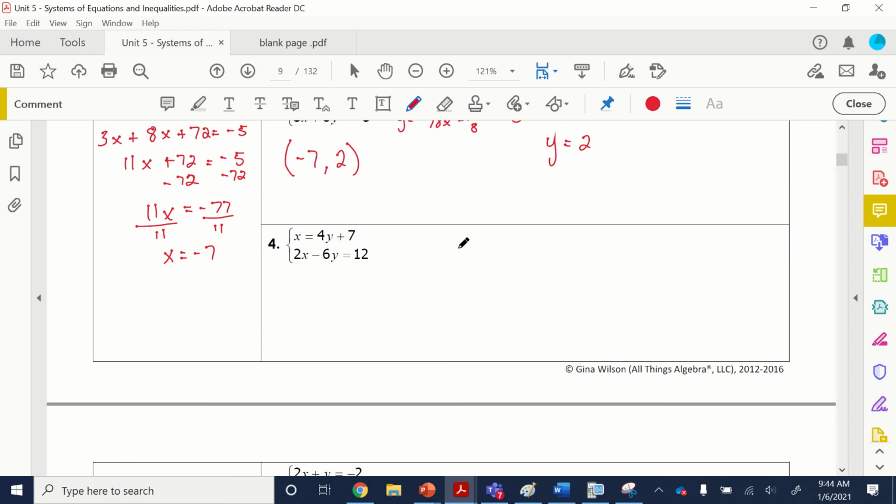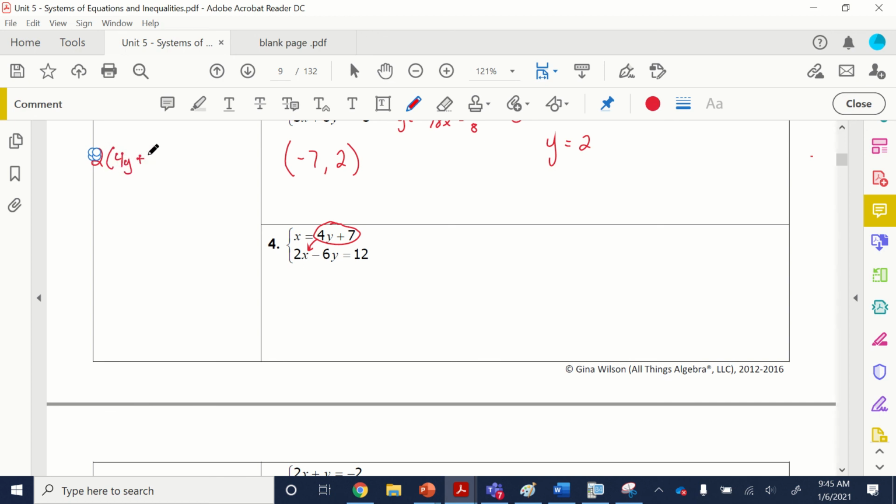All right, this one says x equals 4y plus 7. So instead of plugging this into the y, I'm going to plug it into the x. So let's erase this stuff here so we have a little room to work. Okay, so 2 times 4y plus 7 minus 6y equals 12.